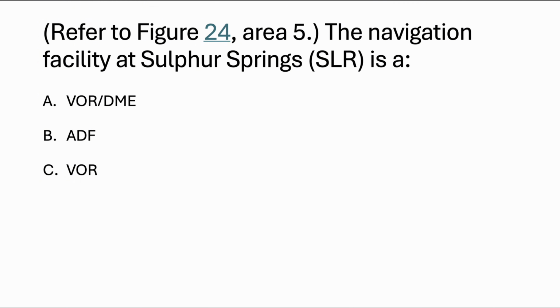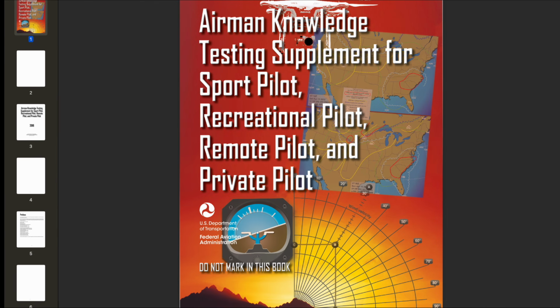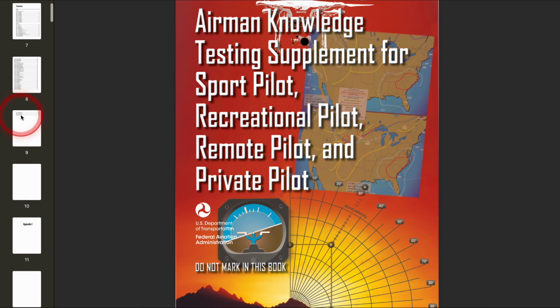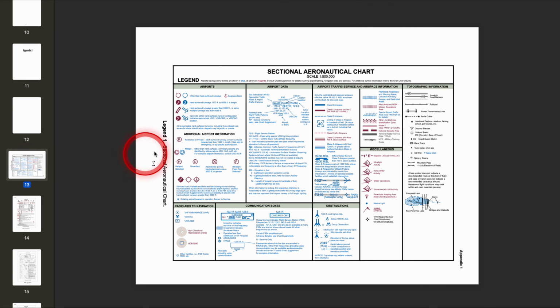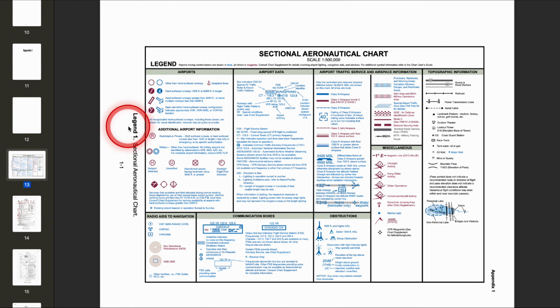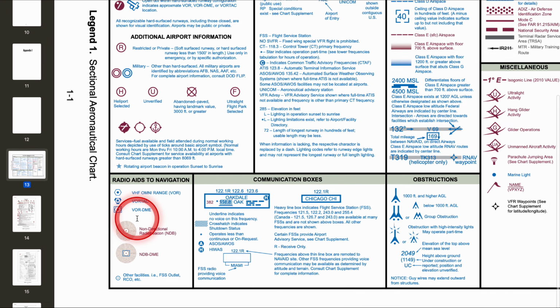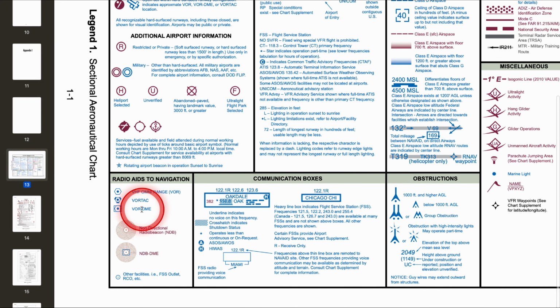So really quick, I just wanted to show you a quick tip that not many people know about. If we look at the testing supplement on page 13, I believe. There it is. Page 13 or legend 1. It actually gives you the legend for the sectional chart. Based off the question we just looked at, that could actually help you a lot. You could look at the radio aid, VOR DME right there, and look up the symbol that we need to answer that question.